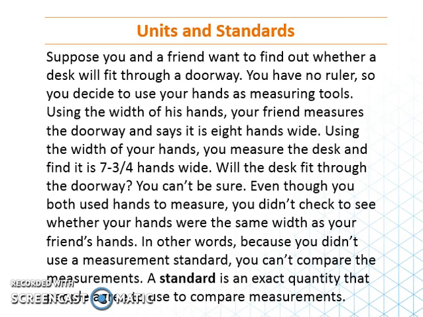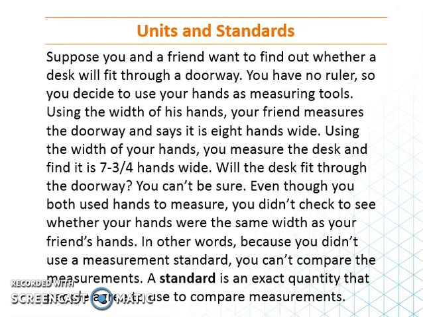Suppose you and a friend want to find out whether a desk will fit through a doorway. You have no ruler, so you decide to use your hands as measuring tools. Using the width of your hands, your friend measures the doorway and says it is 8 hands wide. Using the widths of your hands, you can measure the desk and find it is 7 3/4 hands wide. Will the desk fit through the doorway? You can't be sure. Even though you used both hands to measure, you didn't check to see whether your hands were the same width as your friend's hands.